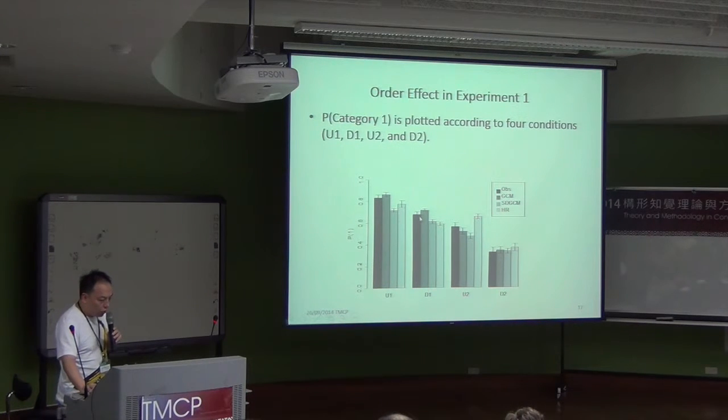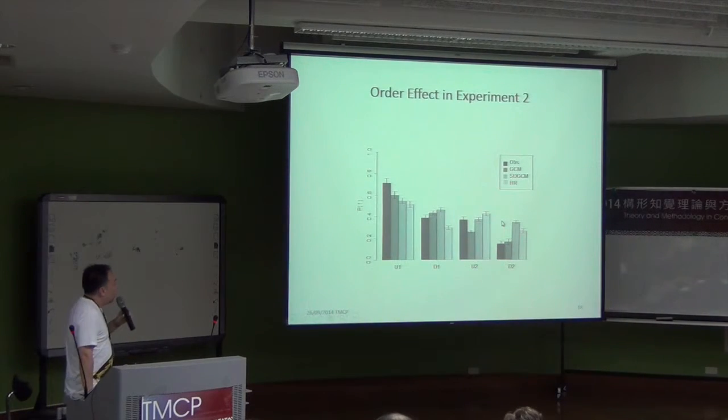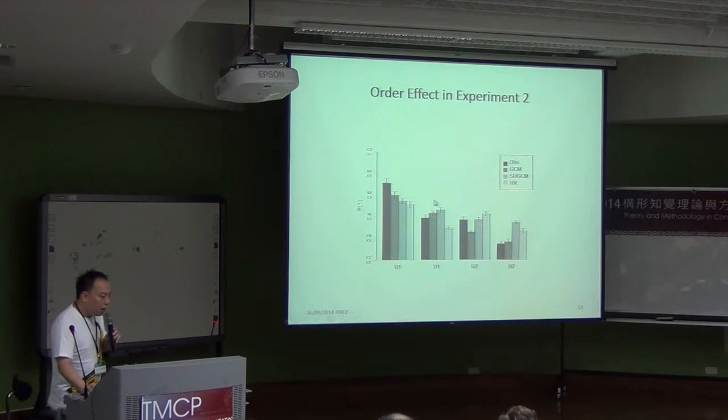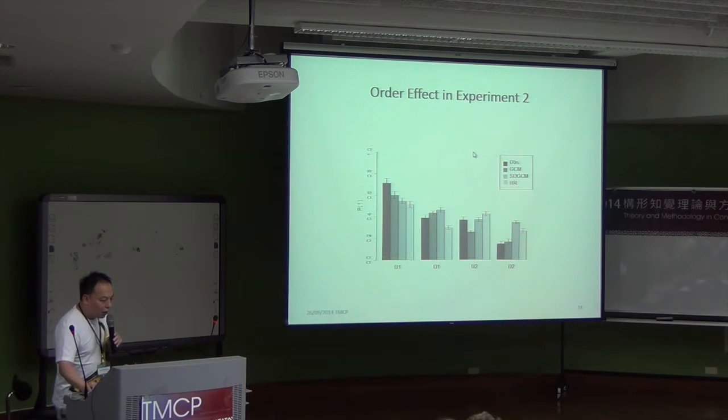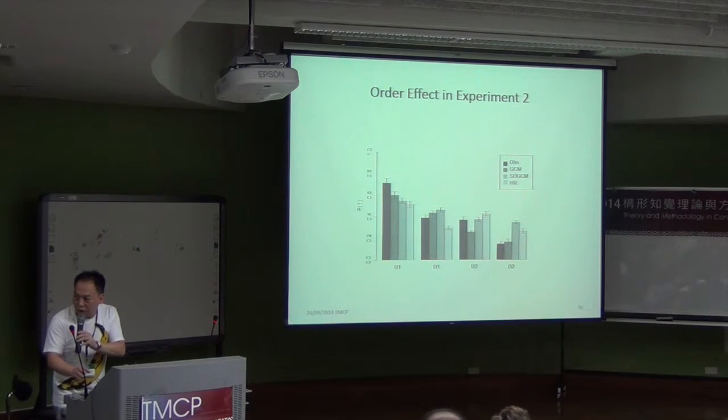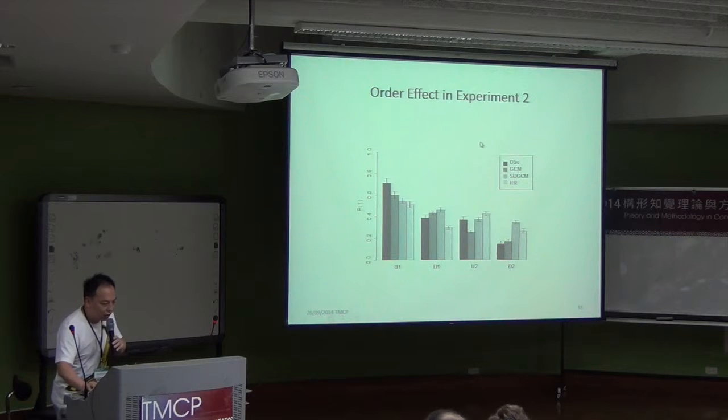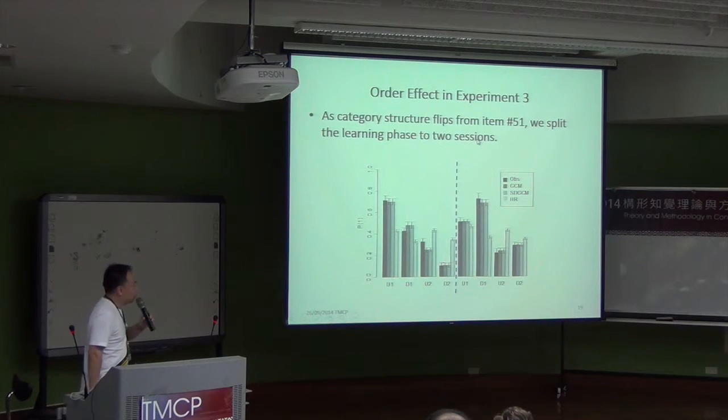And the SDGCM also, and the heuristic rule model actually perform okay, but not that good for this condition. And in experiment 2, we can find the same pattern, because now category 2 is still smaller than category 1. Okay, I'm not quite sure, but I run out of time, right? 2 minutes, all right, thank you. So I just jump to this slide.